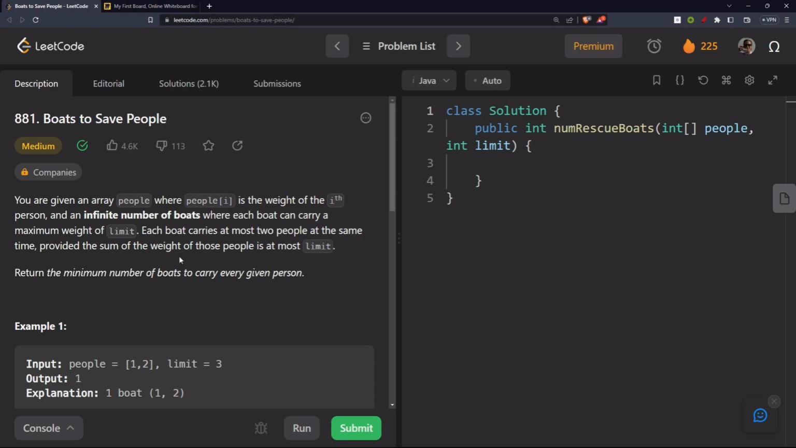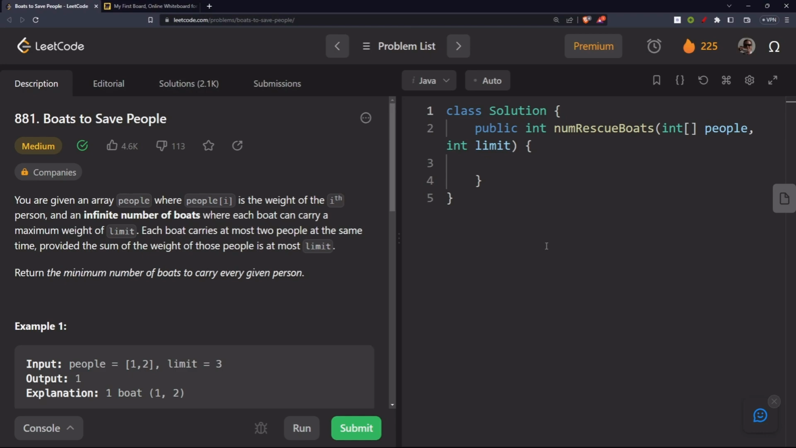So what the problem is saying is that we have a few people whose weights are given, and we have a limit. What is that limit? The maximum weight a boat can carry. A boat can carry at max two people and the weight should not exceed this limit. We have to find the minimum number of boats that are required.